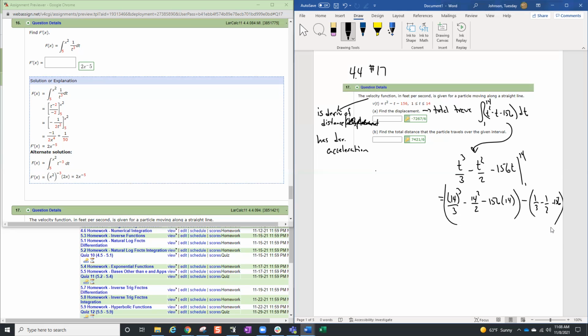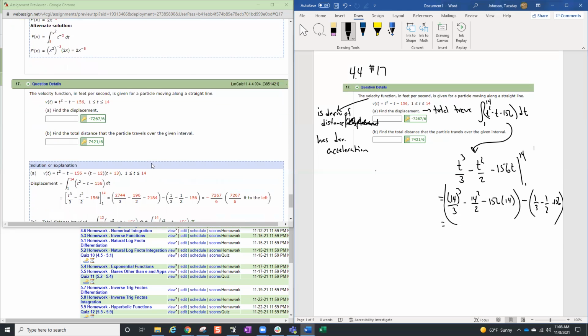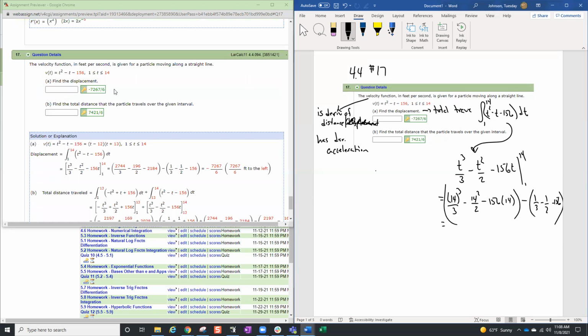We can find these values, and we're going to calculator that up, and it's going to give us an answer of minus 7267 over 6. Now what does this mean? This negative sign tells us that it's going to the left. Over this interval from 1 to 14, this particle has moved left 7,267 sixths. So quite a ways, like over 1,000 to the left. All right, so that's where it is.